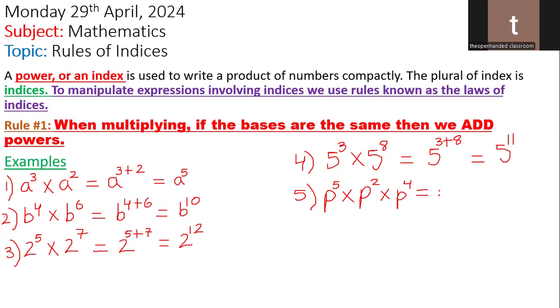P to the power of what? What should we do? We should add 5 plus 2 plus 4. Very good. Which would be P to the power of 11. So we're adding all of the powers, is what you're saying. Yes, I add all of the powers, and the base remains the same. Good.